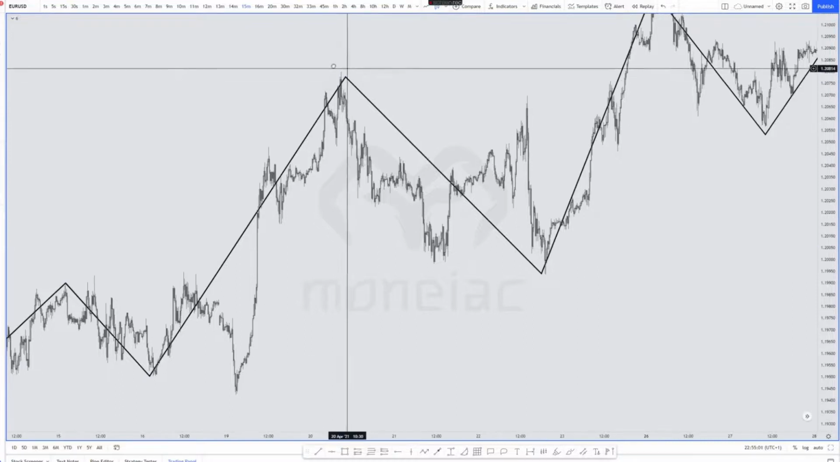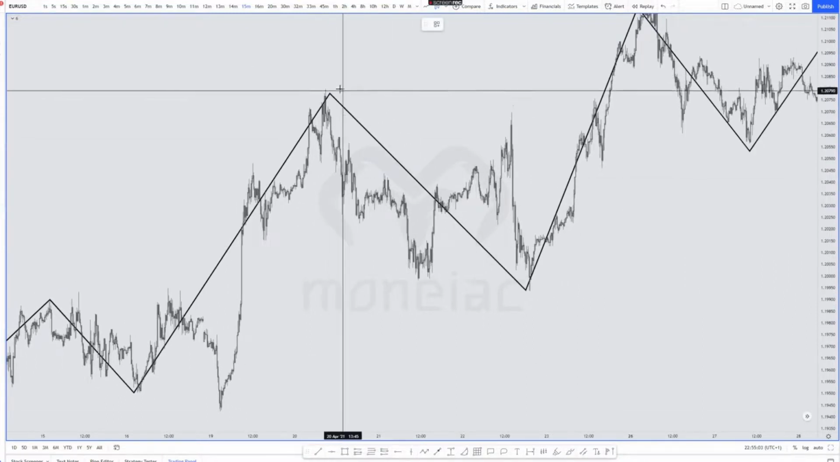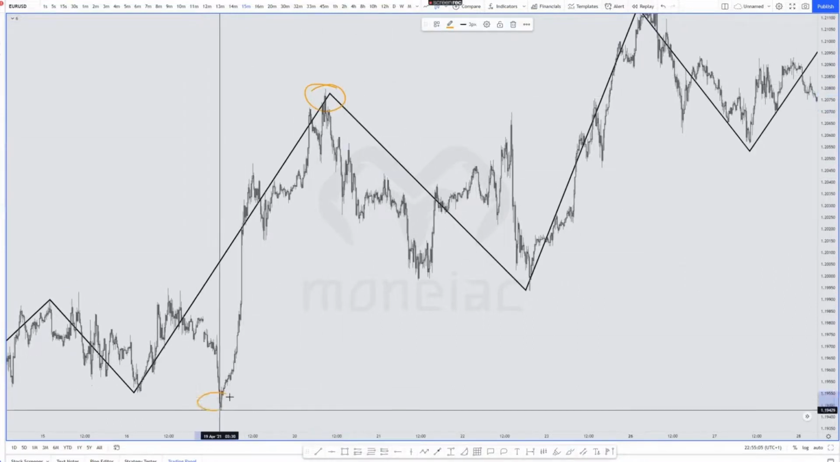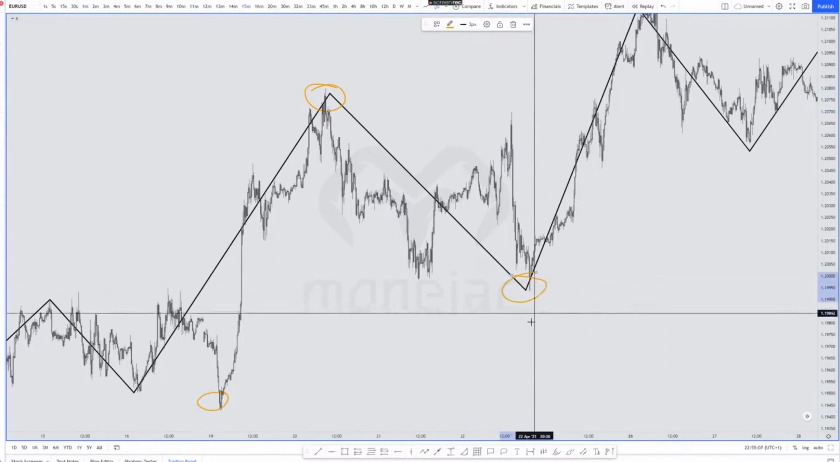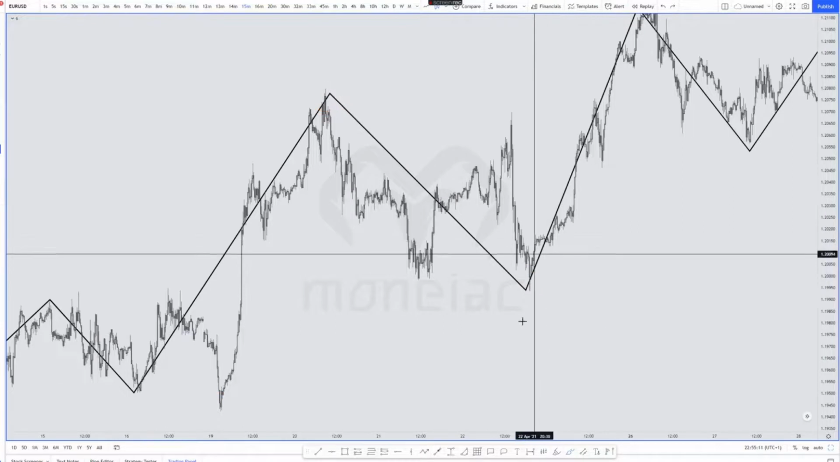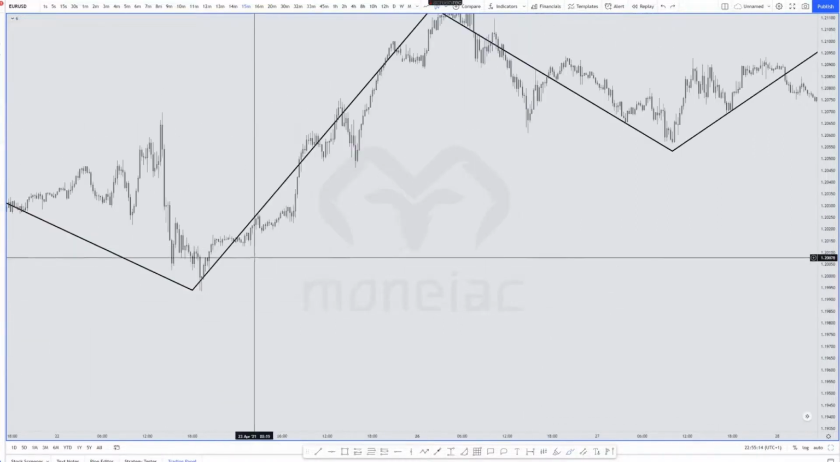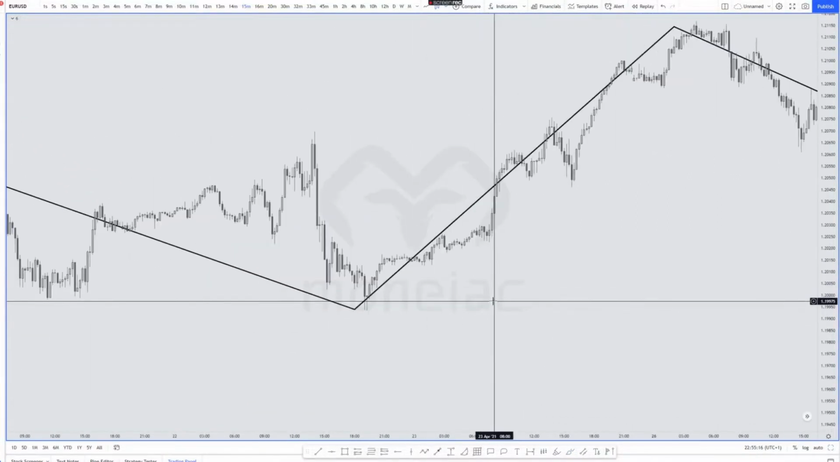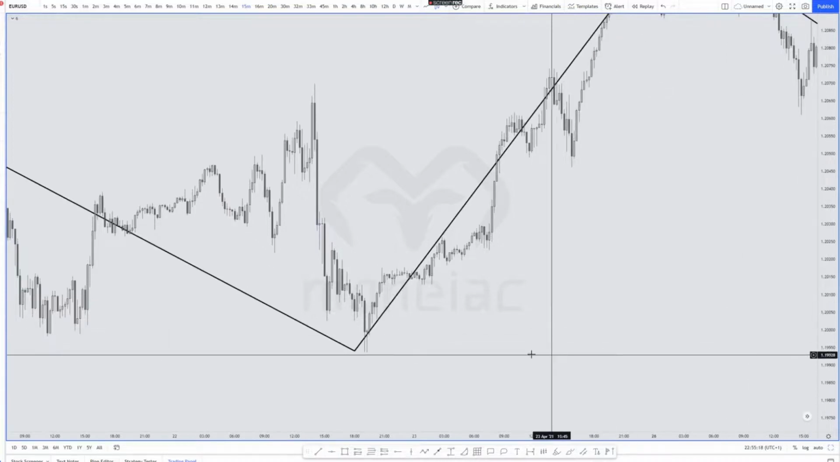The chances of you catching this point and this point and this point, they're very slim. Whereas the chances of you letting the market show you that it wants to go up and catching a trade off of it are a lot higher.